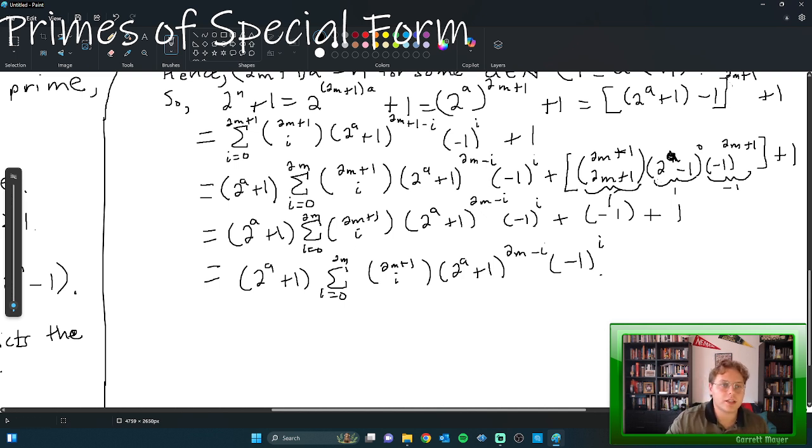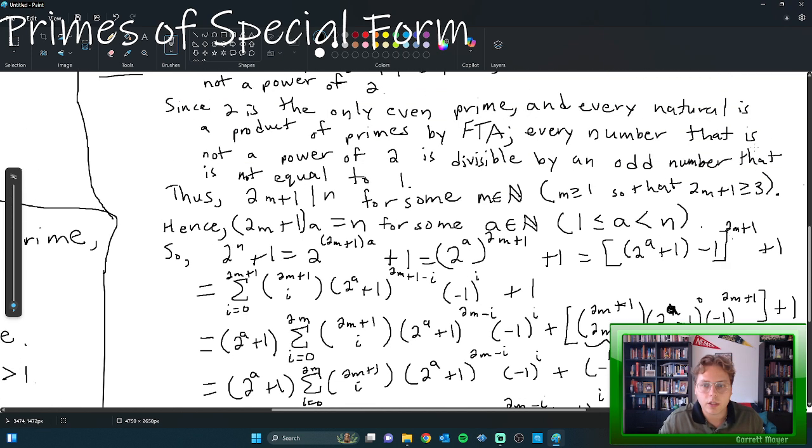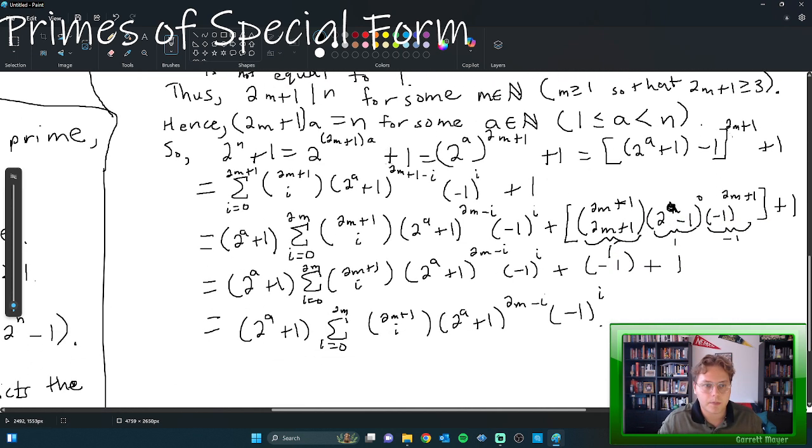Okay, so what did we just show? Why does any of this matter? Well, what we have here is 2 to the a plus 1 times some integer. This is complicated, but ultimately the point here is that this is just some integer. Because what we've just shown here is that 2 to the a plus 1 divides 2 to the n plus 1. And a, we know, is less than n. a doesn't equal n, so these aren't the same number. And also it has to be greater than or equal to 1. So 2 to the a plus 1 must be greater than or equal to 3.